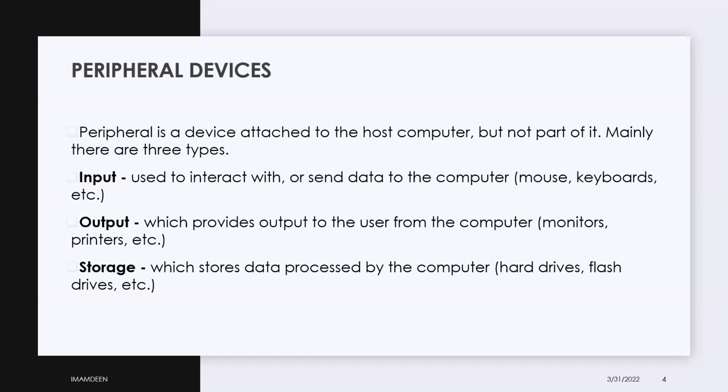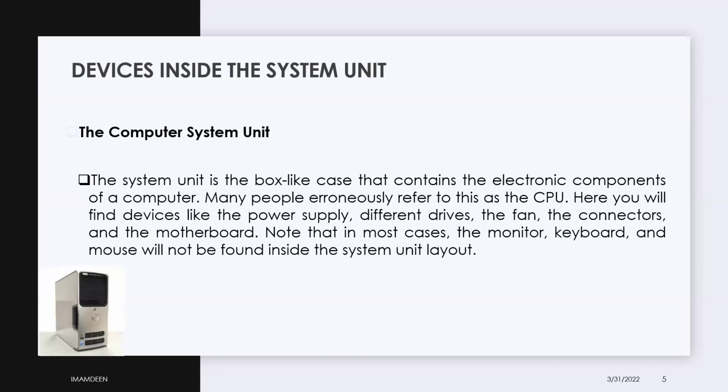So what is a system unit? The system unit is a box-like case that contains the electronic components of the computer. Many people refer to this as the CPU. So what we commonly call the CPU is the full machine, the system unit. I have shown the picture, right? We say CPU for this, but this is the system unit. So this is totally a machine.